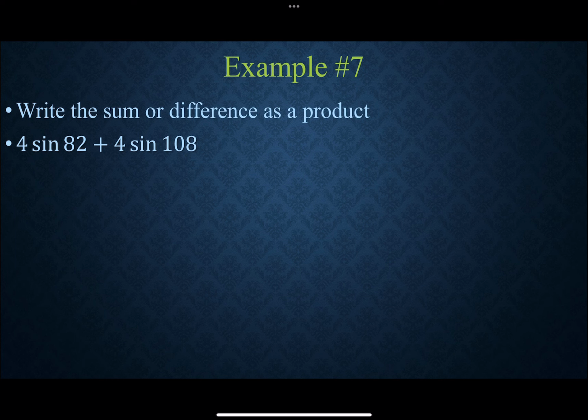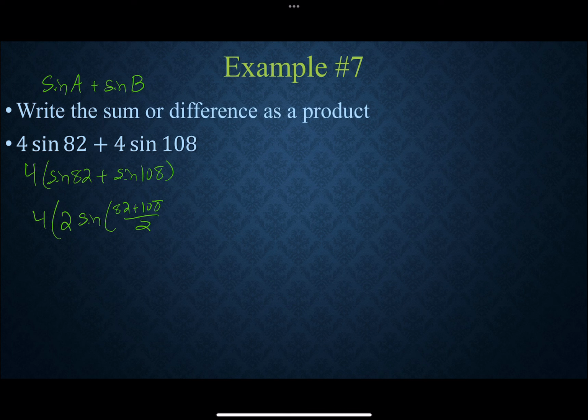This one, again, after we factor the 4 out in front, we yield a sine A plus sine B equation. And again, for this to work, it's always going to be the same number. You can't have a situation where there's a 4 and then a 3 and then still apply your sum or difference identities. That's not going to work out for the problem there. So sine A plus sine B, we have our 4 in front, then a 2. And then it's sine of A plus B, so 82 plus 108 divided by 2. And then cosine of A minus B over 2, so 82 minus 108 divided by 2.